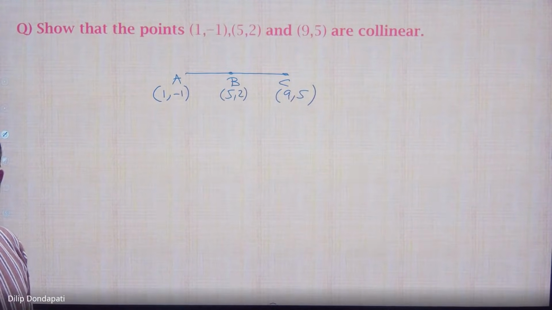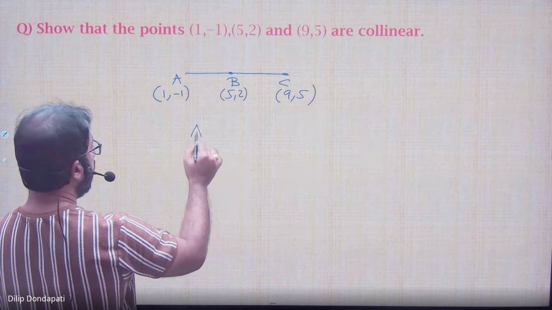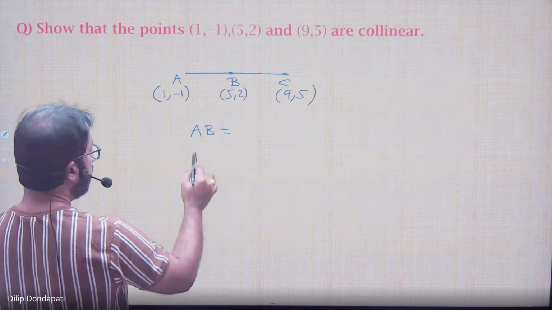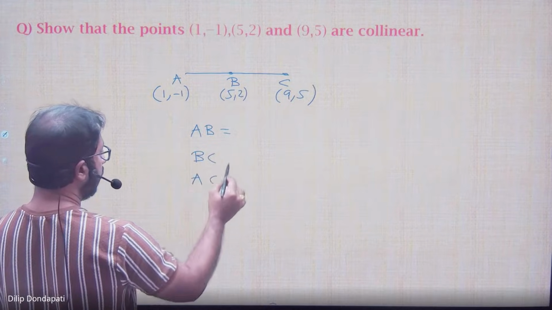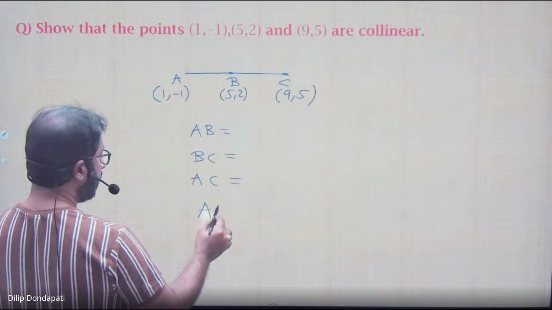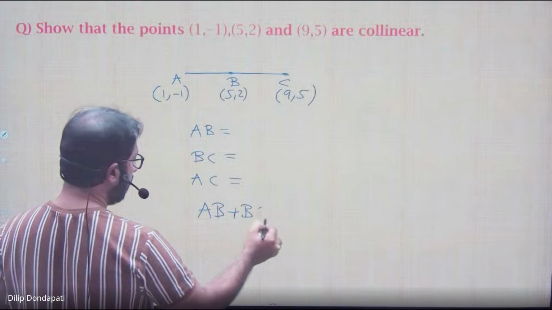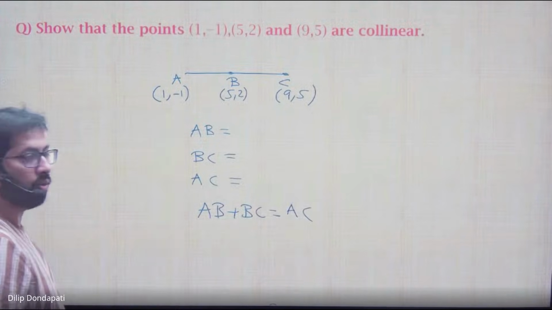So to prove collinear, what do you have to do? Separately you have to find the distance AB, find the distance BC, and find the distance AC. If this condition is satisfied, AB plus BC is equal to AC, then we can say they're collinear.